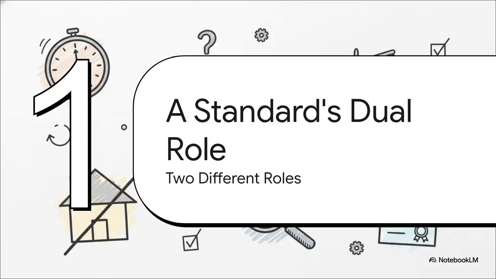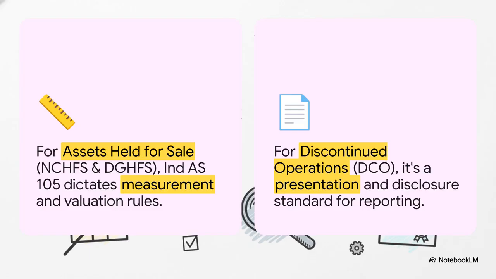Okay, last thing for this recap, and it's a super important point. We need to talk about what this standard actually does for those pillars we just covered. Because you see, it kind of wears 2 different hats. So check this out. For the first 2 pillars, those individual assets and the disposal groups held for sale, IND AS 105 is all about measurement. It's a measurement standard. It tells accountants exactly how to value those assets on the financial statements.